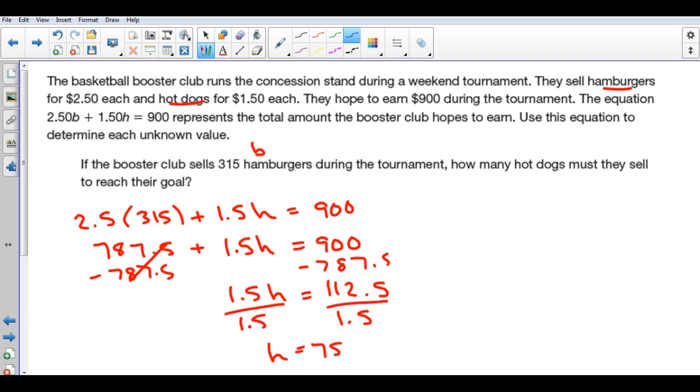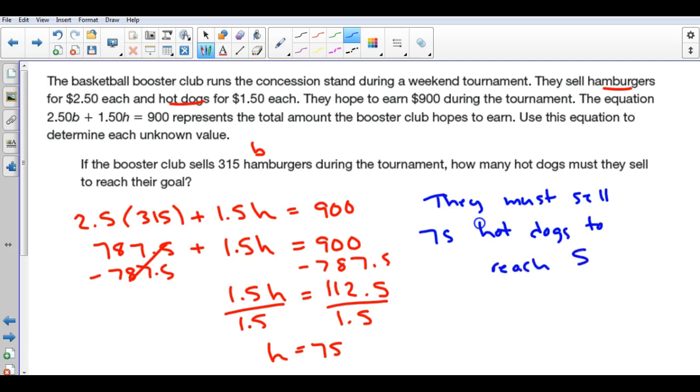So in the very end, give a sentence answer. They must sell 75 hot dogs to reach $900.